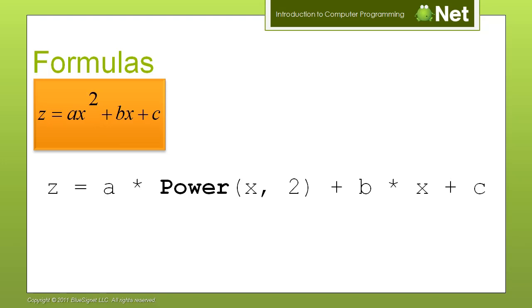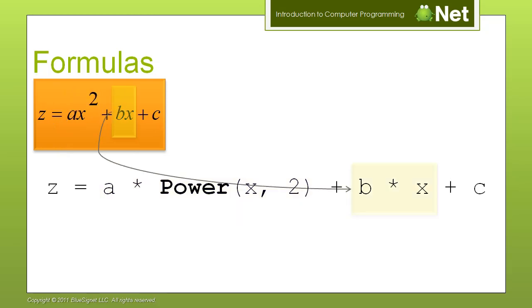Z equals a times the power of x to the power of 2 plus b asterisk x plus c. So let's walk through this real quick. Here's the a times x to the power of 2. So we translate that by separating it with an asterisk. Since we don't need to separate this with order of operations, the power function will be evaluated first in this case, and then the a times will follow by order of operations, and this would naturally happen in the program flow. And, of course, here we have the power function.